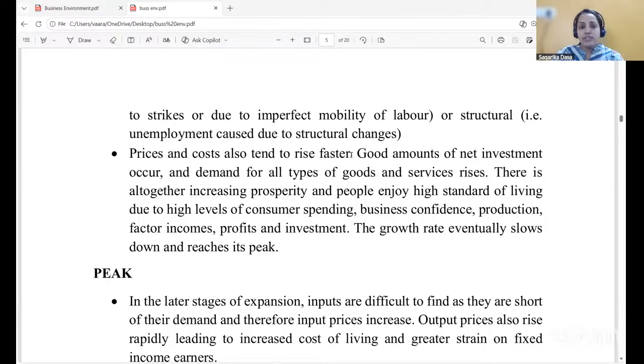As I explained, everything will be higher, increased, rising in nature. A good amount of net investment occurs, and demand for all types of goods and services also rises. So this is about the expansion stage.